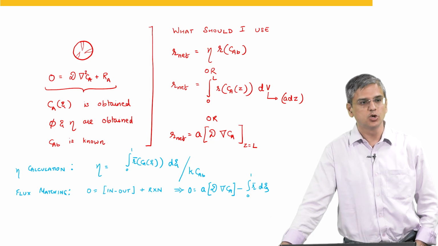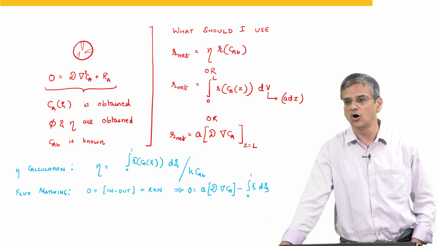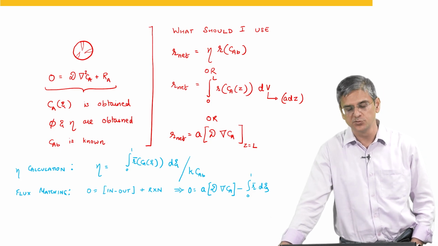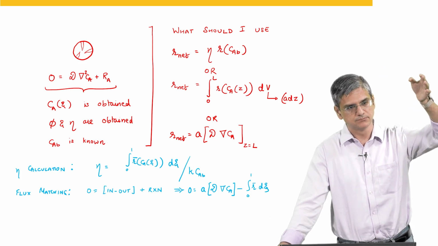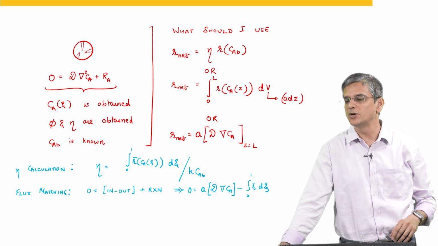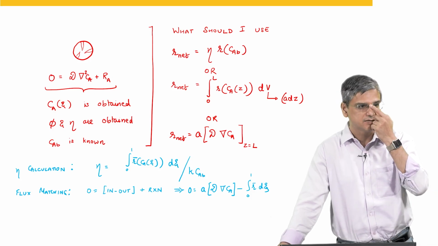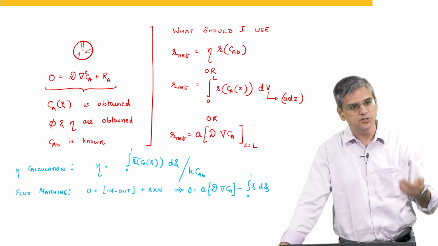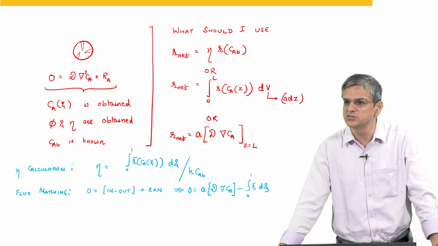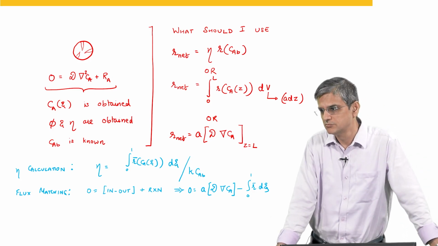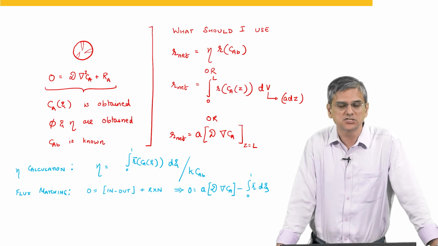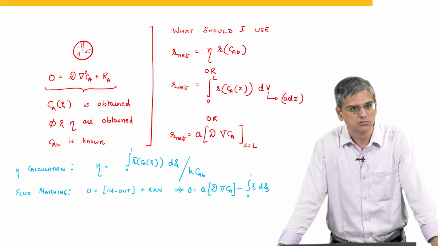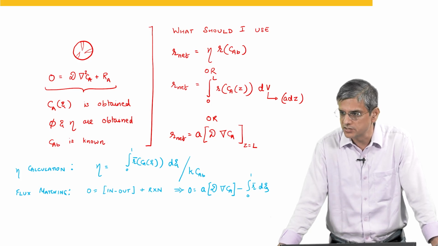When it comes to reactor design or reactor analysis or a reactor simulation, if possible we would want to use the first one. When it comes to analysis of a pellet, okay, we would either use the second or the third, whichever is more convenient to use. Okay. Why? Just because they are more convenient to use, that is all. So, use whichever one is more convenient.